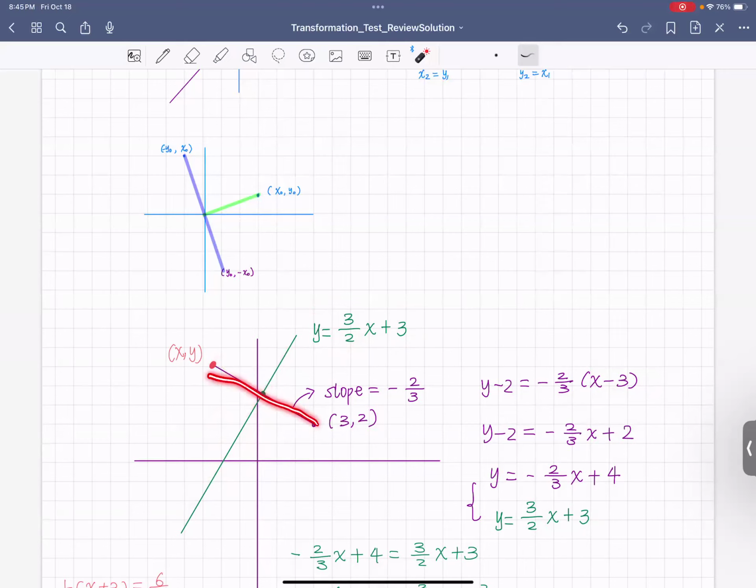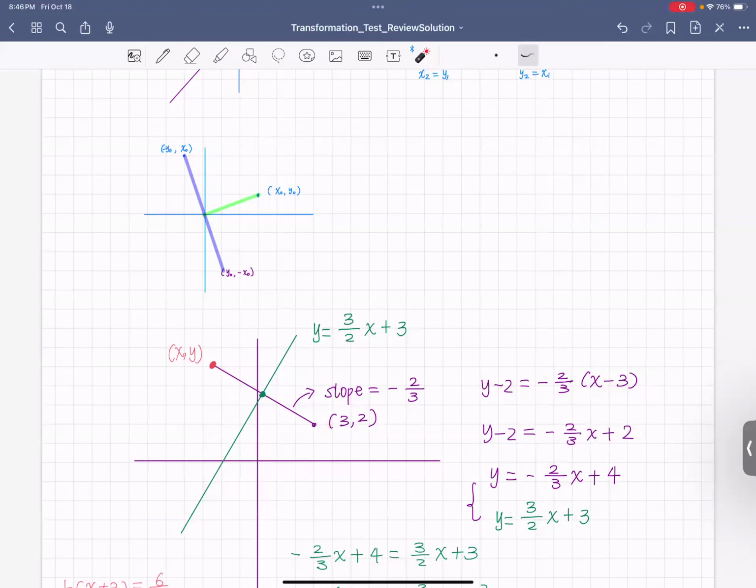You will draw this perpendicular line first. And then you will connect them and extend an equal distance. So that's going to be your image point. I taught this last class. Show me that you still remember how to do it.